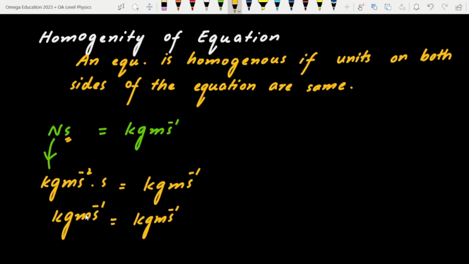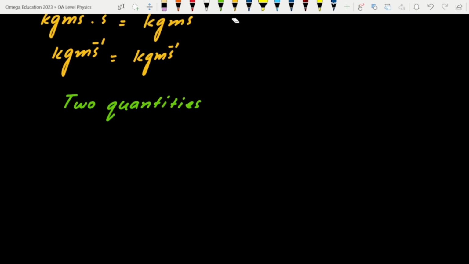So rule number one: we write the units of all the physical quantities in the equation in terms of the base units. This is the very first thing. Anyway, if you need to add or subtract two quantities, then they must have the same units. For addition or subtraction, the two quantities must have the same units. Only then can you add the two quantities.